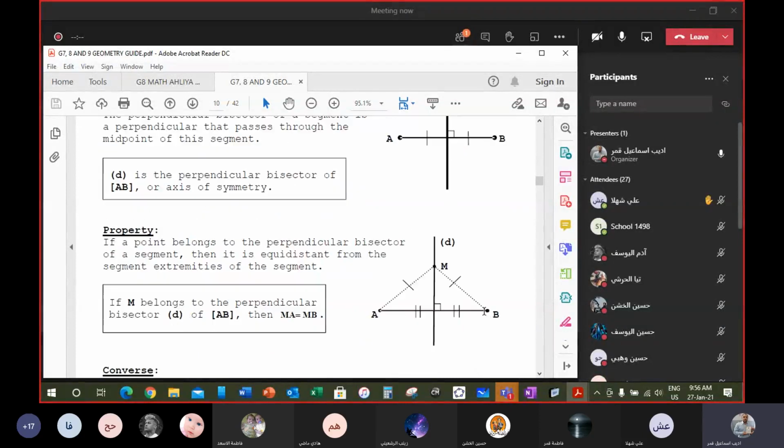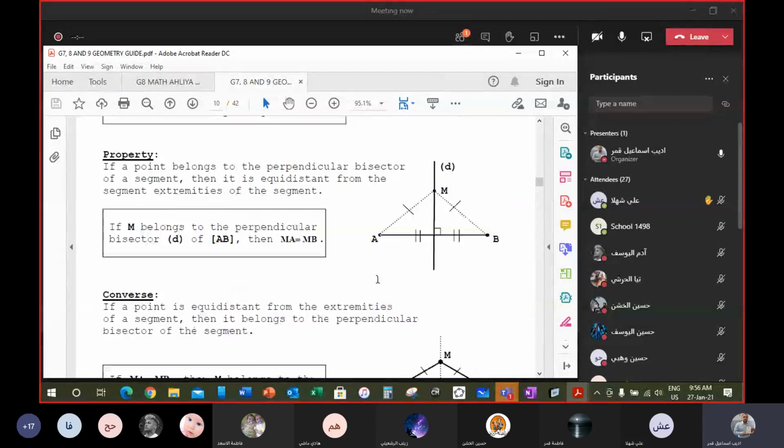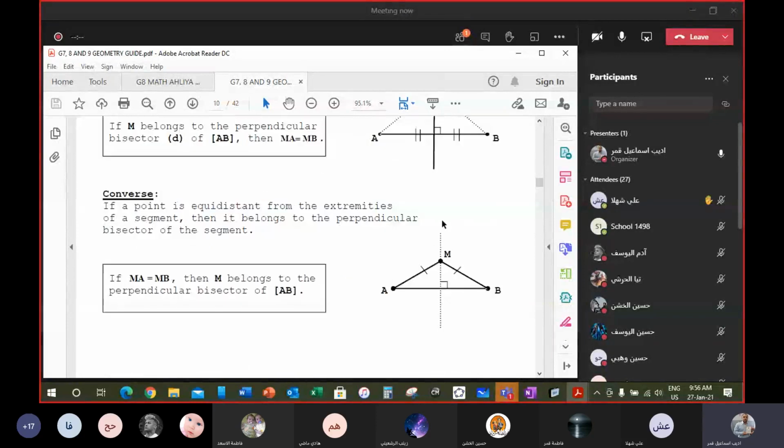Converse property, if any point is equidistant from the extremities of a segment, then this point belongs to the perpendicular bisector of the segment. And if we have here as a given, we have MA equal to MB, then M belongs to the perpendicular bisector of the segment AB.